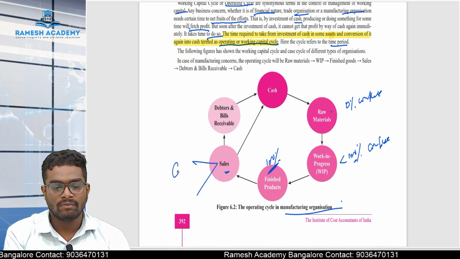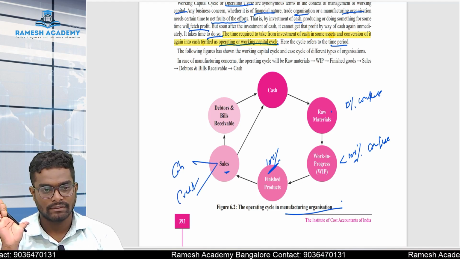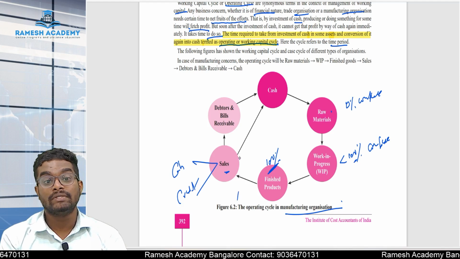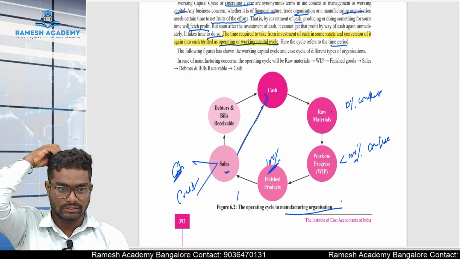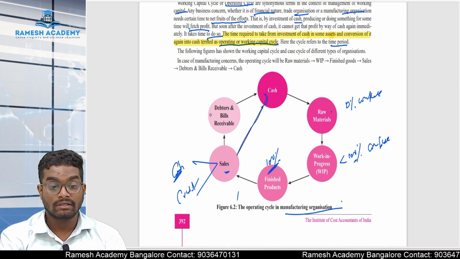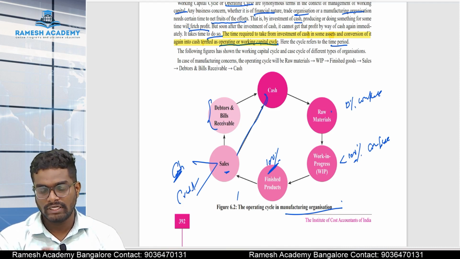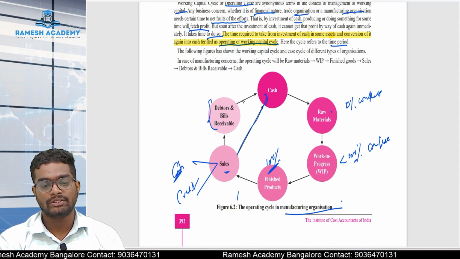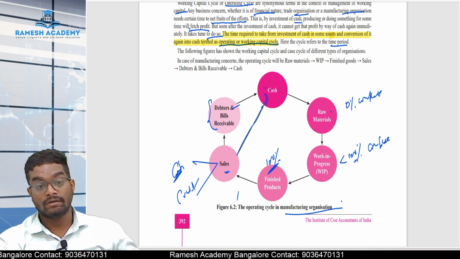So it may be in the form of cash sales or it may be in the form of credit sales. Obviously you have to sell it. So if you are selling on cash, directly you will be receiving the cash. Okay. If you are selling it on credit, you'll be maintaining debtors or bills receivable, and once it is matured, you'll get the cash. So this is the operating cycle of a manufacturing concern.